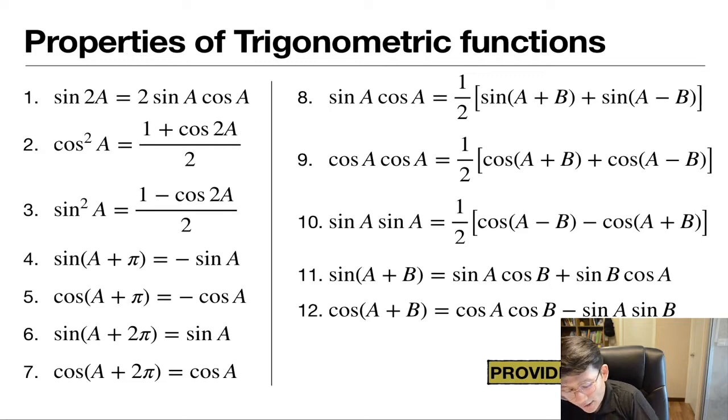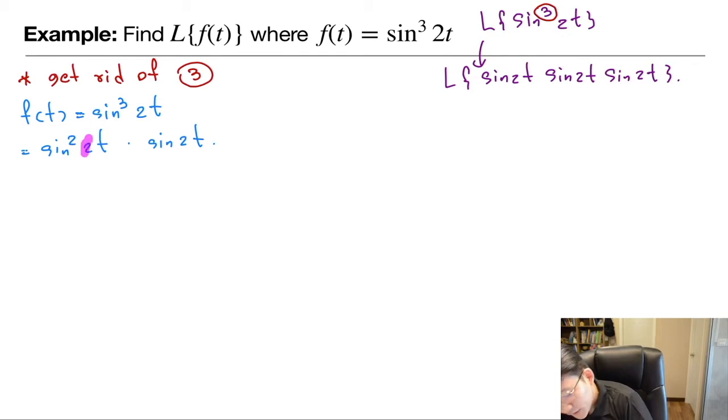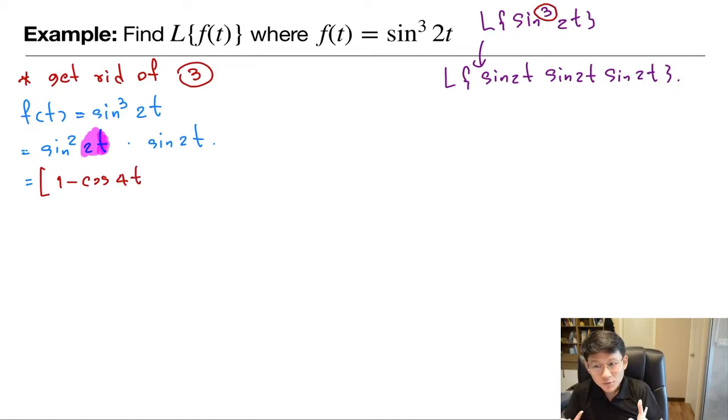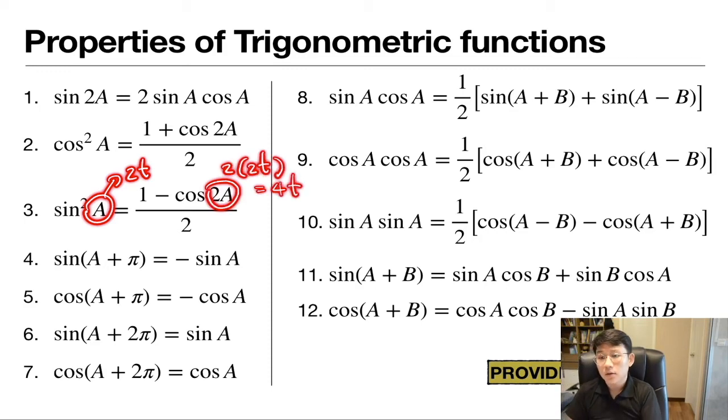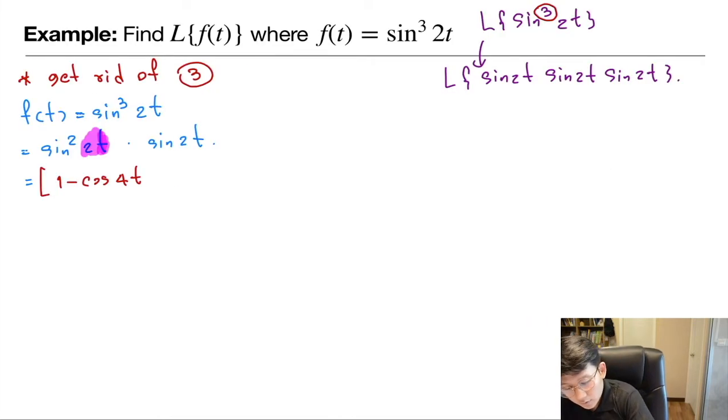Sine squared a is 1 minus cos 2a divided by 2. Okay, so in this case, this is a. So we can change that to 1 minus cos 2a, right? That will be 4t. Make sense? Because right now our a is 2t. It's sine squared a, so a now is 2t. So here it's 2a, which is 2 of 2t, which is 4t, divided by 2.